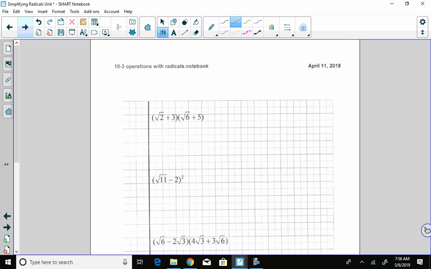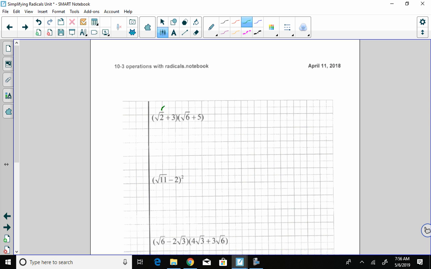All right, top of the next page. And if I'm going too fast, feel free to pause. So if this was in the quadratics unit, we would FOIL this out. So that's what my gut instinct says to do on this next problem.